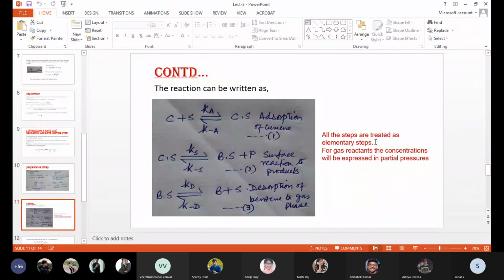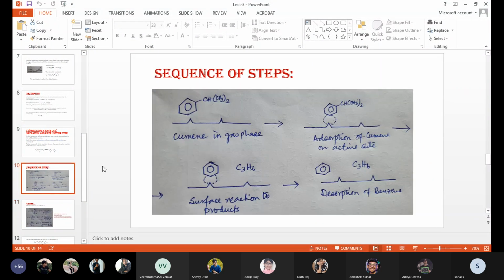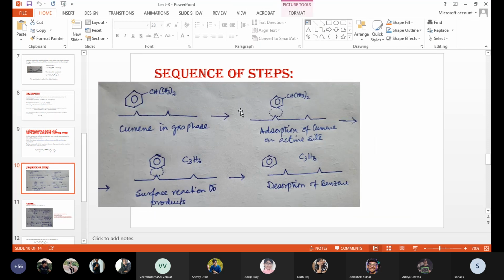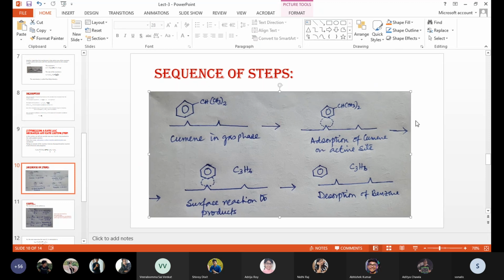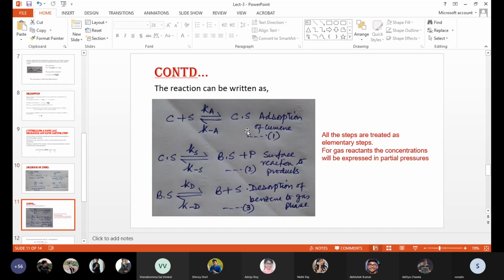Next, if we write these steps one by one, how can we represent them? The reaction can be written as C plus S to C dot S. This is the adsorption of cumene, the very first step. C is the cumene and S is the vacant site, C plus S to C dot S. This is the first step, adsorption of cumene.